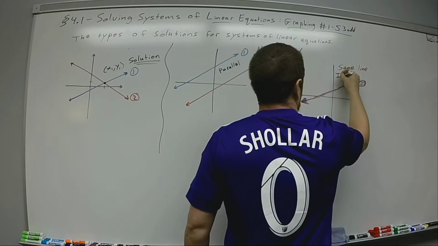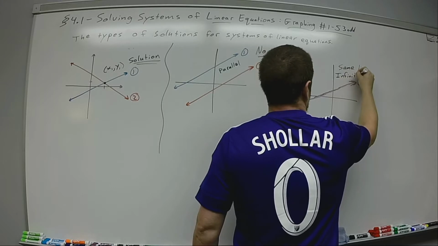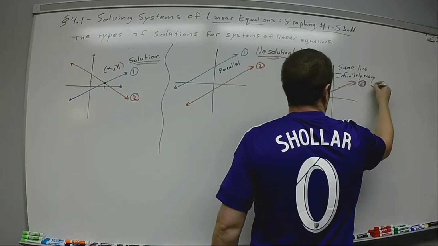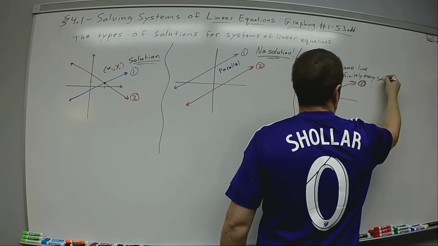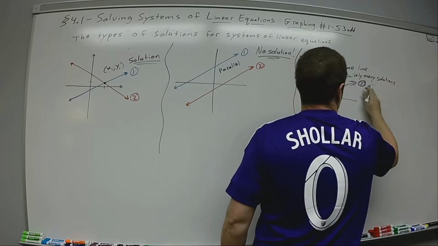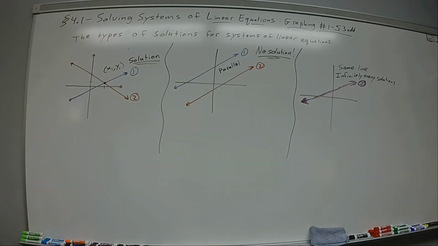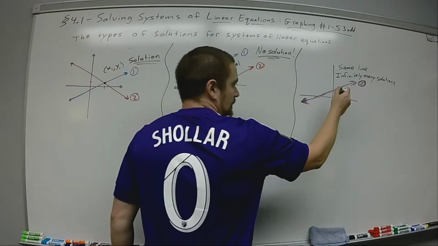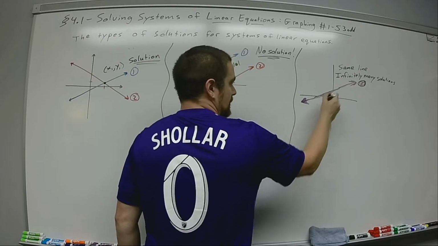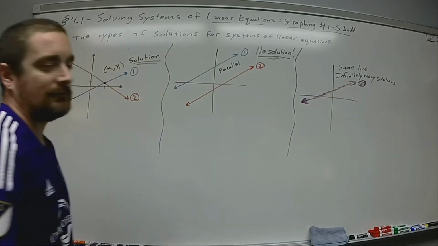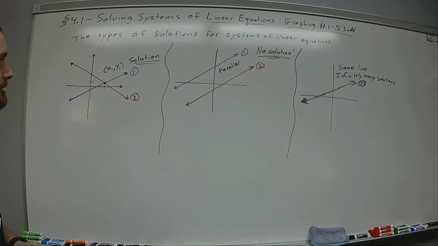So we have infinitely many solutions. Try not to write too far over there. But no matter what point I pick, if it's on the first one, it's also on the second one. Doesn't matter where I go on the first line, I'm also on the second line.